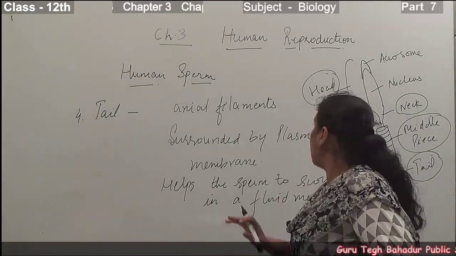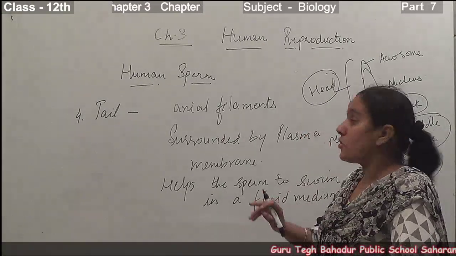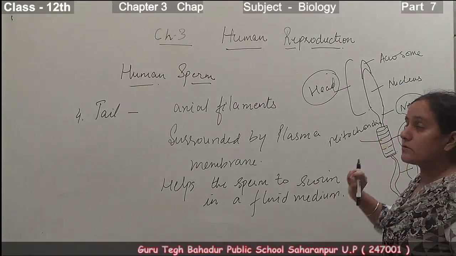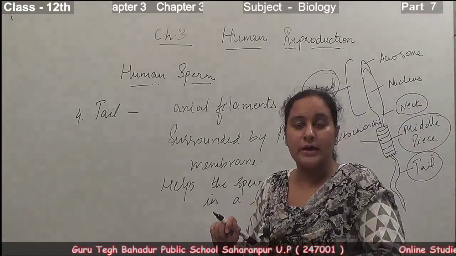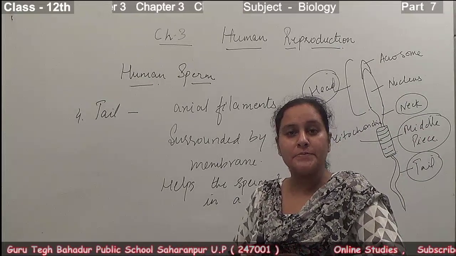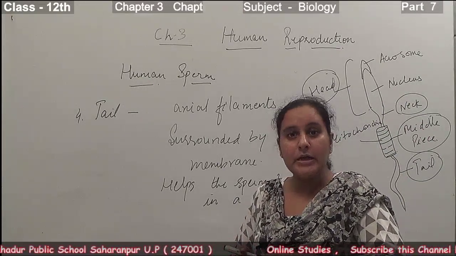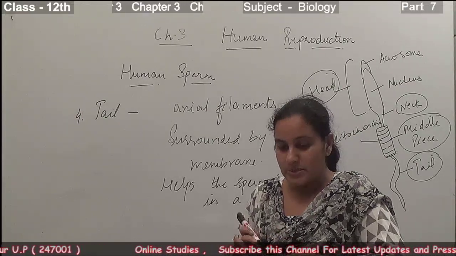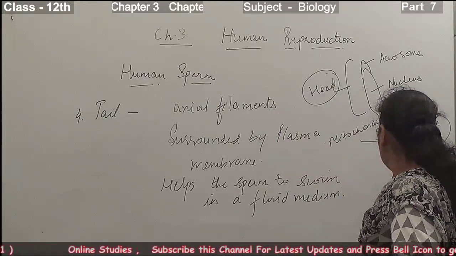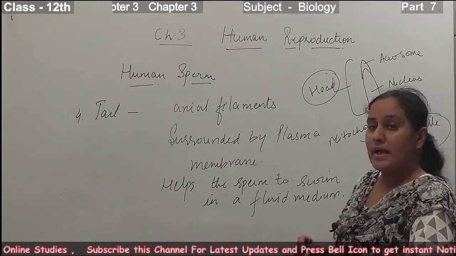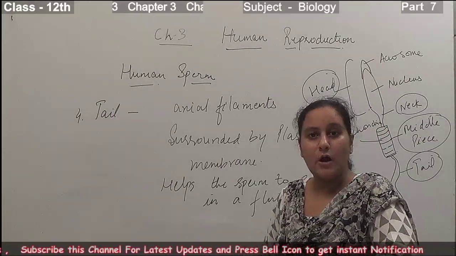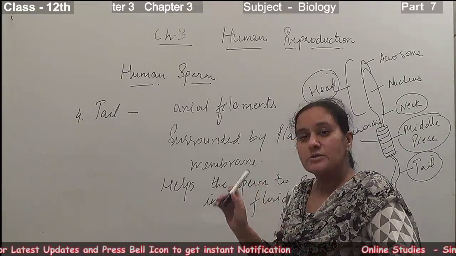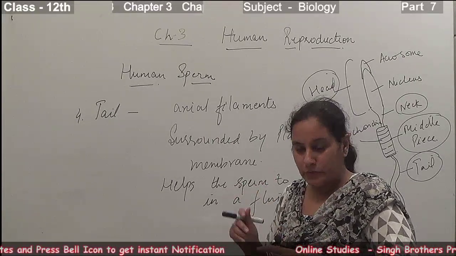The third part is the middle piece. It consists of the mitochondria. I am showing the mitochondria in the diagram. Have a look over here. This mitochondria helps in the production of energy, which is necessary for the motility of the sperms. Now the fourth part, the tail, consists of the axial filaments surrounded by the plasma membrane. They help the sperm to swim in the fluid medium.